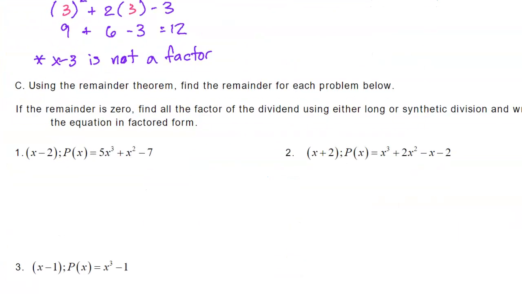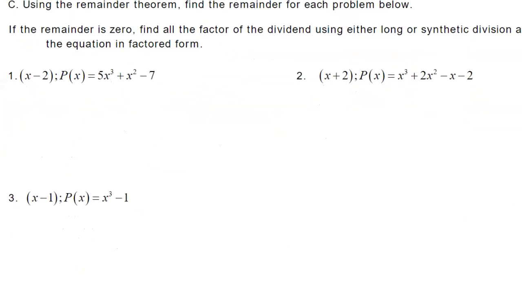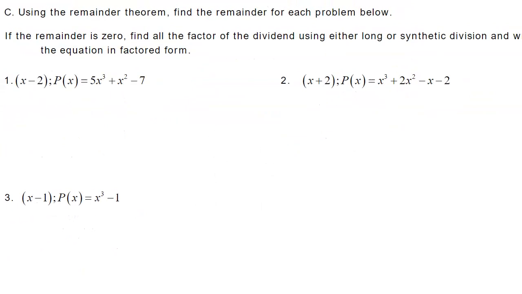Okay. So now, let's do a hard one. Let's do the hardest one. Let's do number 2. So this says, using the remainder theorem, find the remainder for each problem below. If the remainder is 0, find all factors of the dividend using either long or synthetic division.